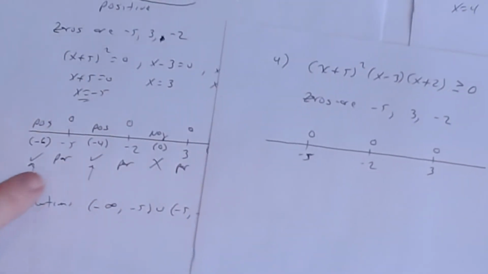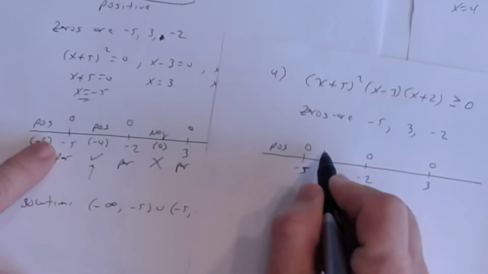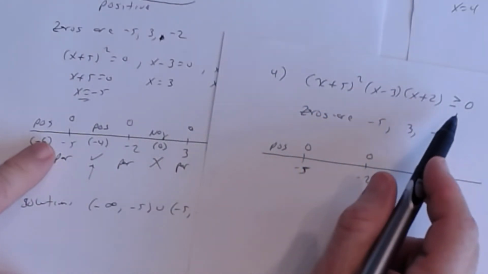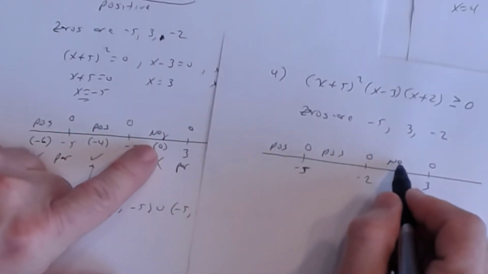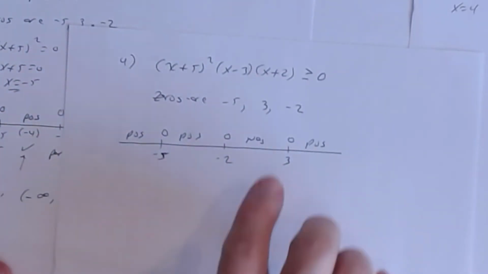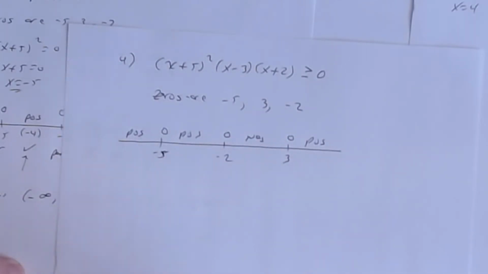And when we do the test points, it's still the same. This is still positive because that hasn't changed, right? The only thing that changed was the equal sign. So this is positive, this is negative, and this was positive. That's the only thing that changed, the equal sign. This didn't change, so all of this stays the same.